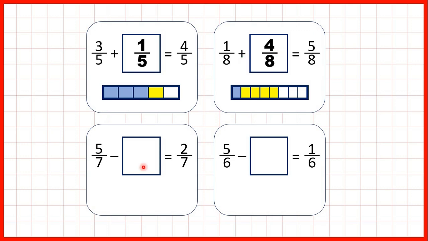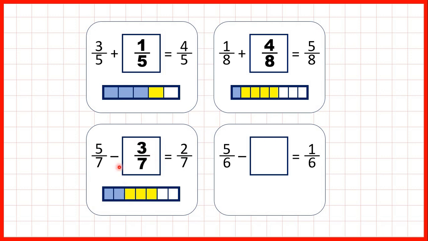Now let's move on to missing fraction subtraction problems. So 5/7 minus what is equal to 2/7? Well, we can show 5/7 as 5 parts out of 7, and we know that something has been taken away to leave us with only 2/7. So the 2/7 we're left with can be shaded in blue, and then we can see what's been taken away. It's the 3/7 that we have in yellow.